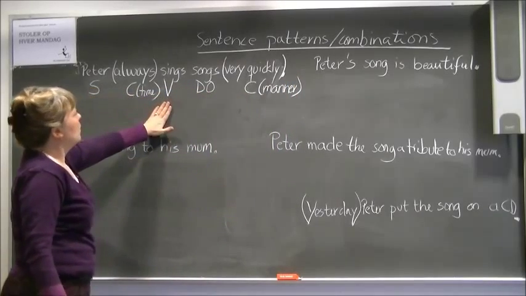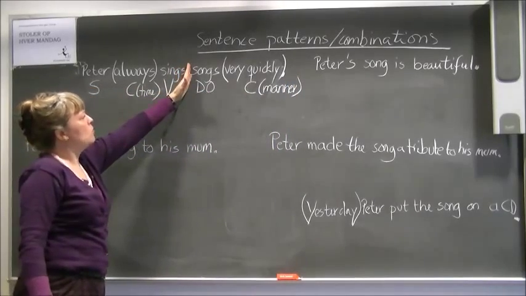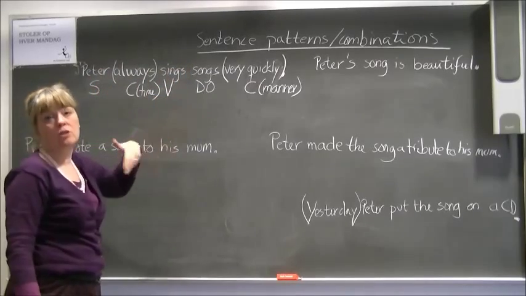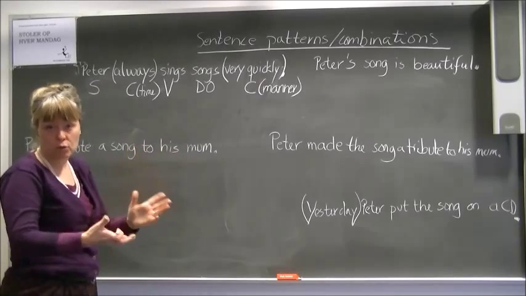But the verb can also exist without having a direct object. I could simply say, Peter sings. What does he do for a living? Peter sings. So that's also a possibility.